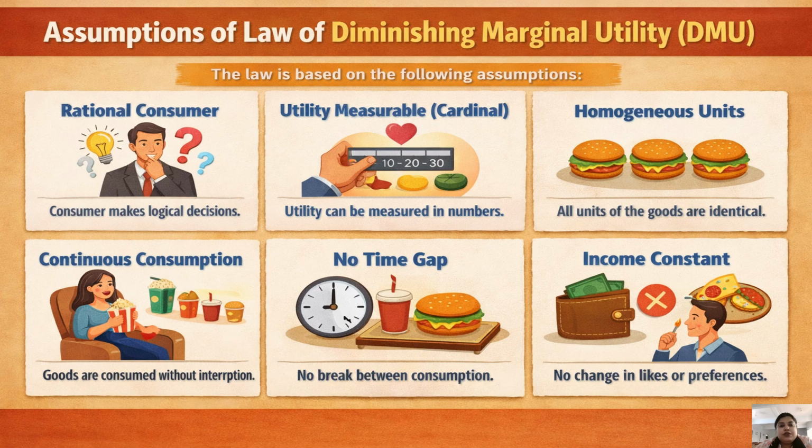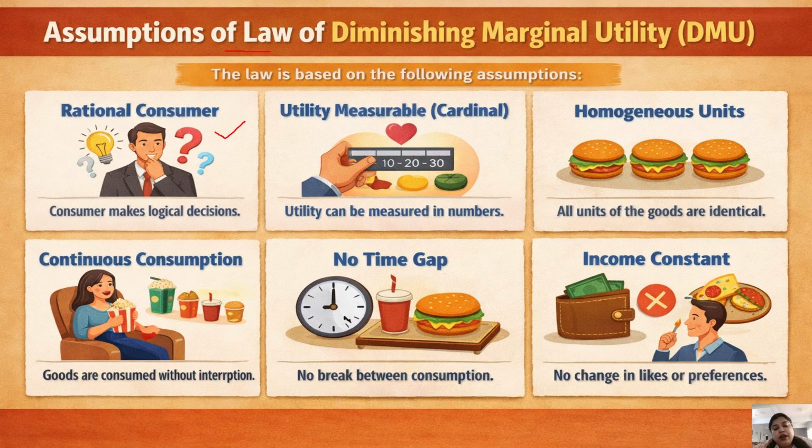Now, assumptions of the law of diminishing marginal utility. The theory always comes with some assumptions. Let's talk about them one by one. The first one is a rational consumer. As you know, a consumer makes a logical decision, so we can say the consumer is rational. According to that, they select the good that gives the maximum satisfaction.